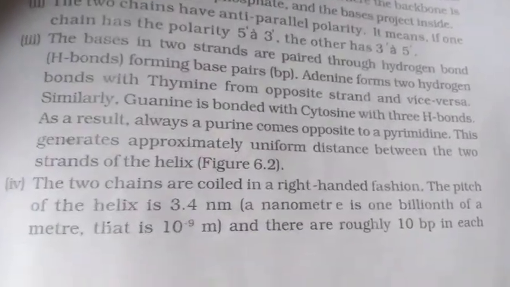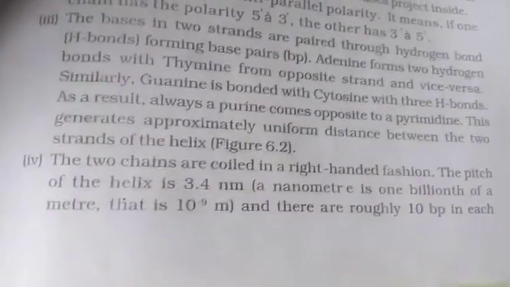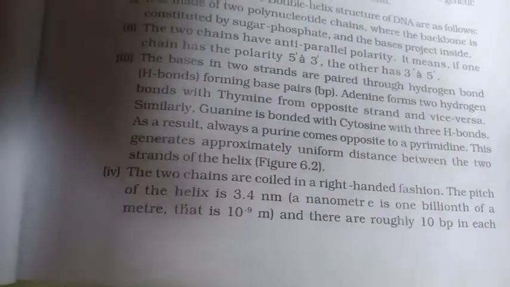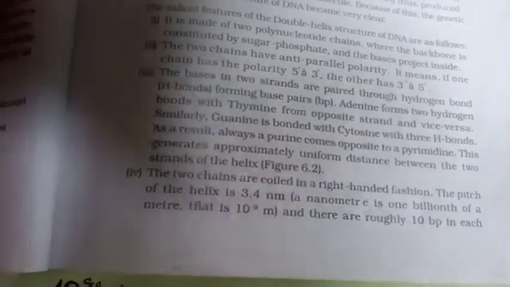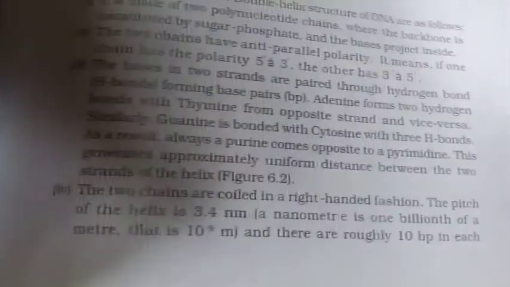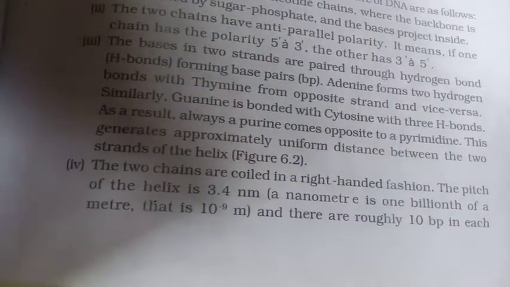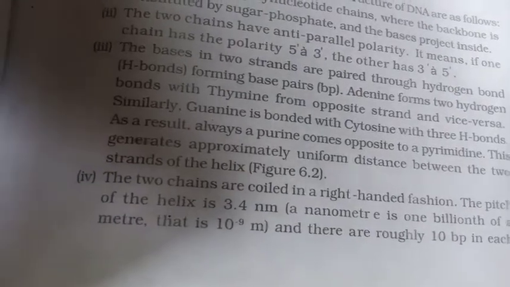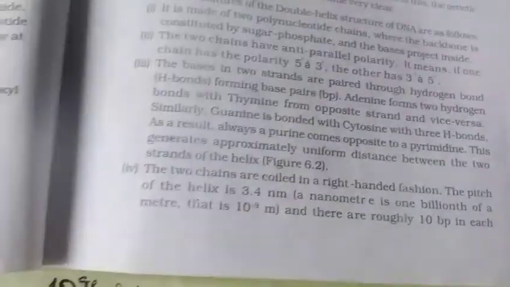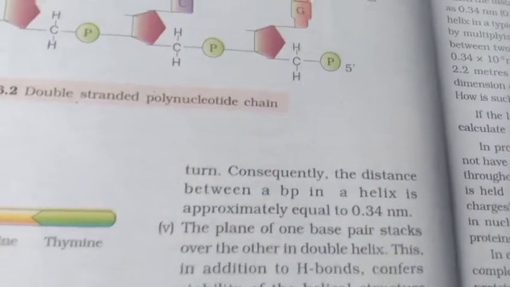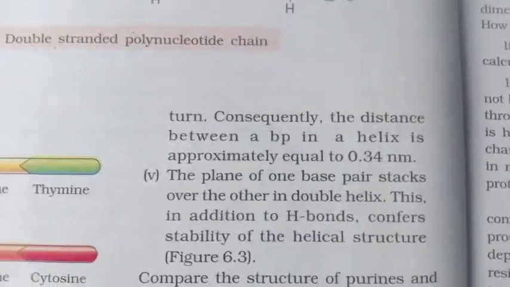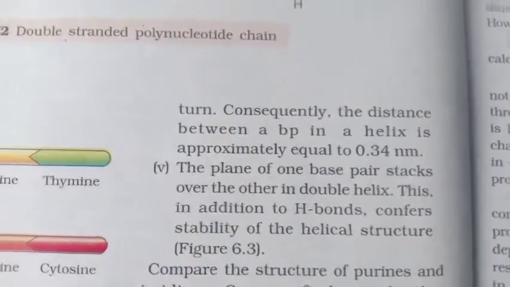The two chains are coiled in a right-handed fashion. The pitch of the helix is 3.4 nanometer. A nanometer is 1 billionth of a meter, that is 10 raised to the power minus 9 meter. There are roughly 10 base pairs in each turn. Consequently, the distance between a base pair in a helix is approximately equal to 0.34 nanometer.